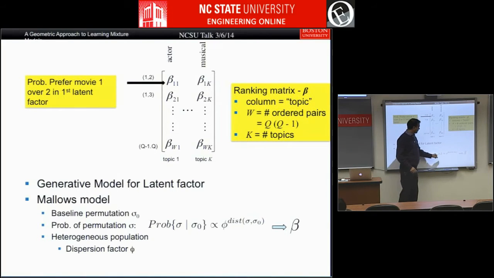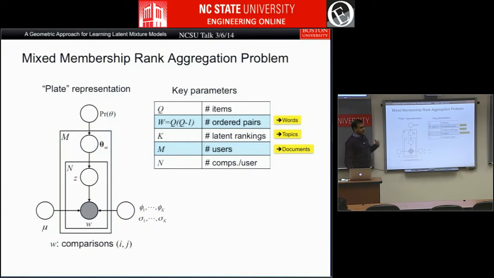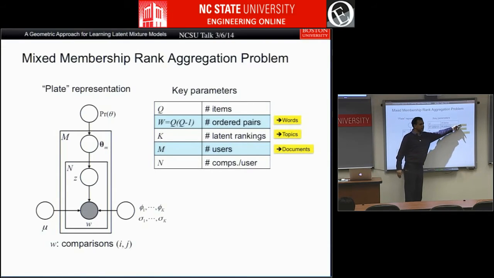So the goal at the end of the day is to figure out these baseline permutations and what is the probability of flipping these baseline permutations for each one of those columns. So this problem, through a little bit of work, can be completely lifted back into our topic modeling using the same plate representation. What ends up happening is the words are now replaced by number of comparisons. So if I have Q movies, the number of words will be Q times (Q minus 1) different words.